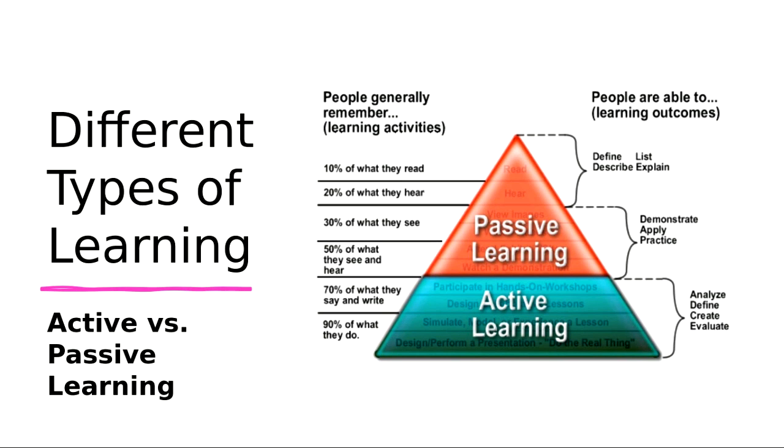So first thing I want to talk to you about is the difference between active and passive learning. The definition is basically what the word says. Active learning, you're an active participant. You're actually doing something to help along the learning process, as opposed to passive learning, where you're just kind of letting things happen to you and you're not really absorbing anything.